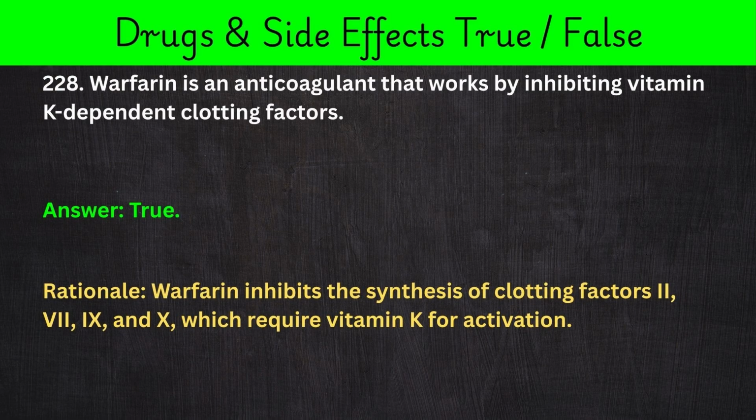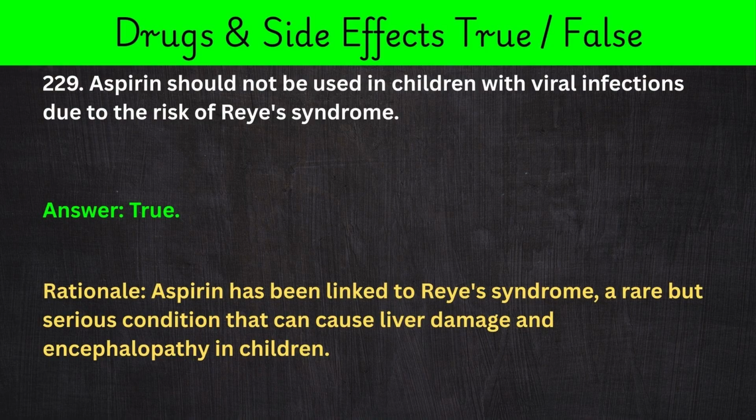228. Warfarin is an anticoagulant that works by inhibiting vitamin K-dependent clotting factors. Answer: true. Rationale: warfarin inhibits the synthesis of clotting factors 2, 7, 9, and X, which require vitamin K for activation. 229. Aspirin should not be used in children with viral infections due to the risk of Reye syndrome.